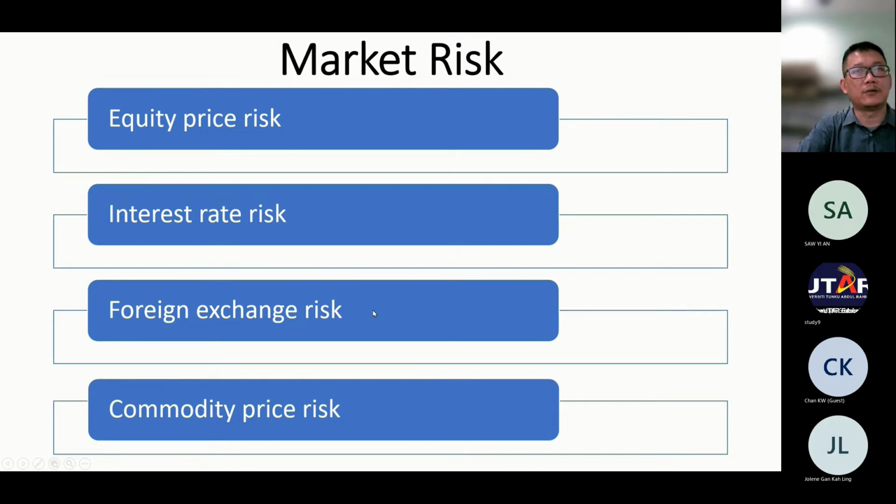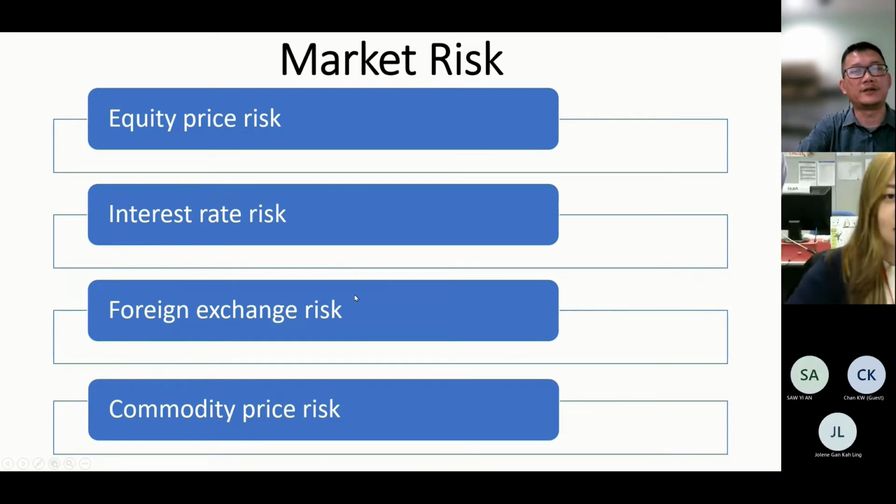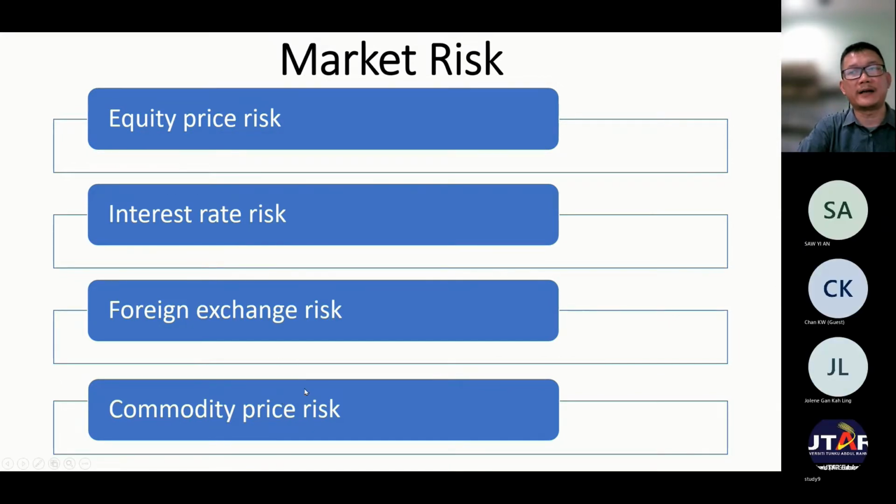So the value of the assets held by the bank will also go up and down, okay, and it will affect the overall balance sheet held by the bank, and at the end will affect the net worth of the bank. Okay, and last, the commodity price risk.